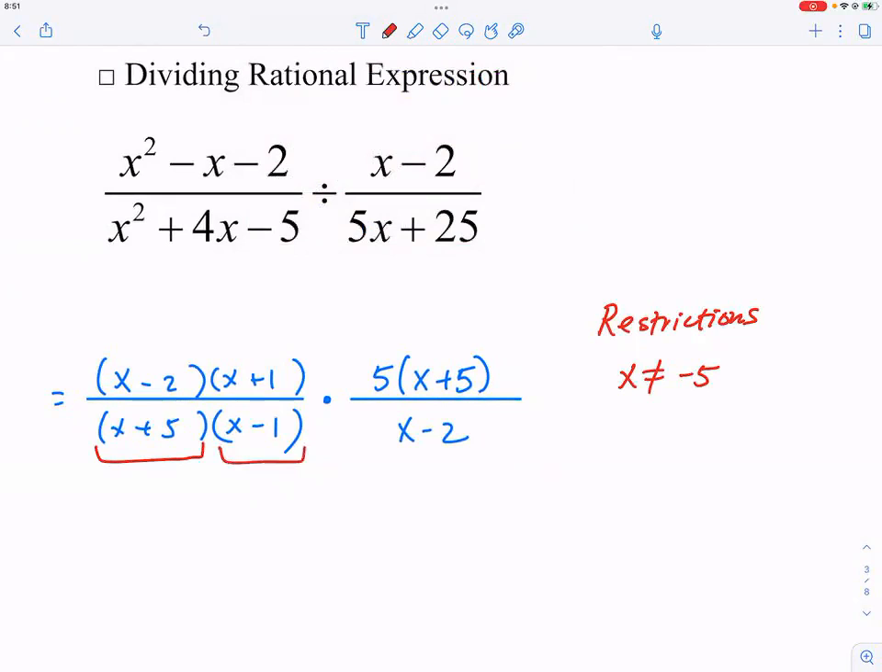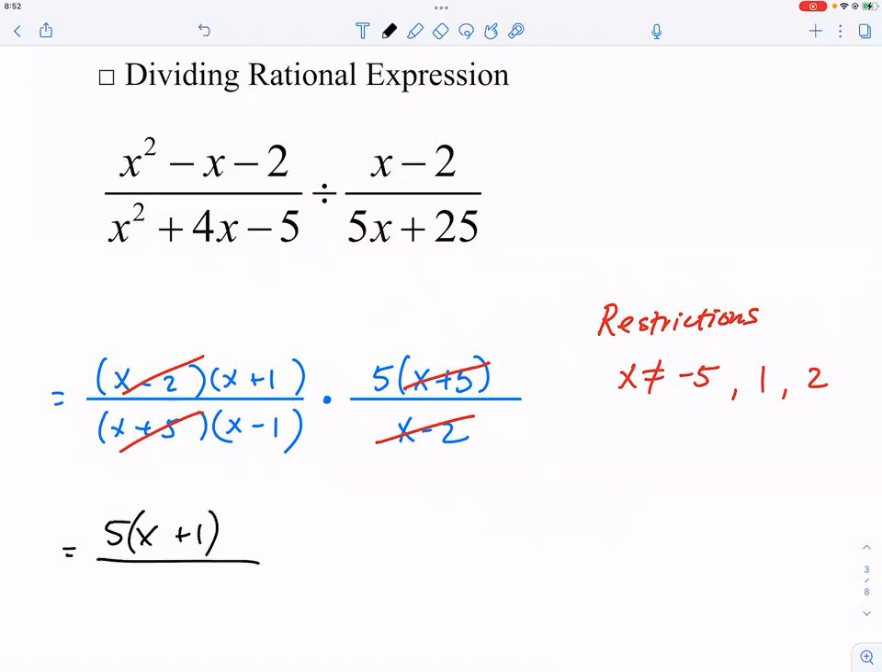We look at this second parentheses, we say x cannot be 1. We look at the third parentheses and we say x cannot be 2. So again, we do not want any of these factors to be 0. So you look at these parentheses or these factors, and you can tell what x cannot be. And now you can start canceling out terms. So you have x plus 1, with a 5 in the front, and then x minus 1 in the denominator. Okay.